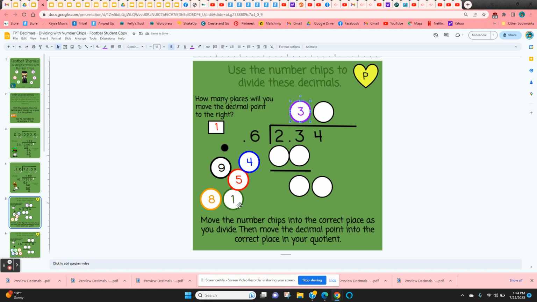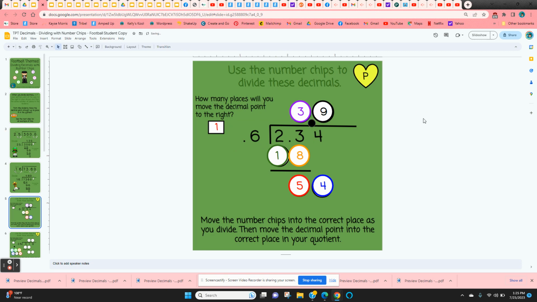6 times 3 is 18, so I'm going to move the 1 and the 8. I'm going to subtract. That gives me 5. Bring down the 4. And then 6 goes into 54 9 times evenly. Now I need to move the decimal point. So if I move that decimal point one place to the right, I would move it here between the 3 and the 4, and then it goes straight up into the answer. So my solution, 3 9/10.